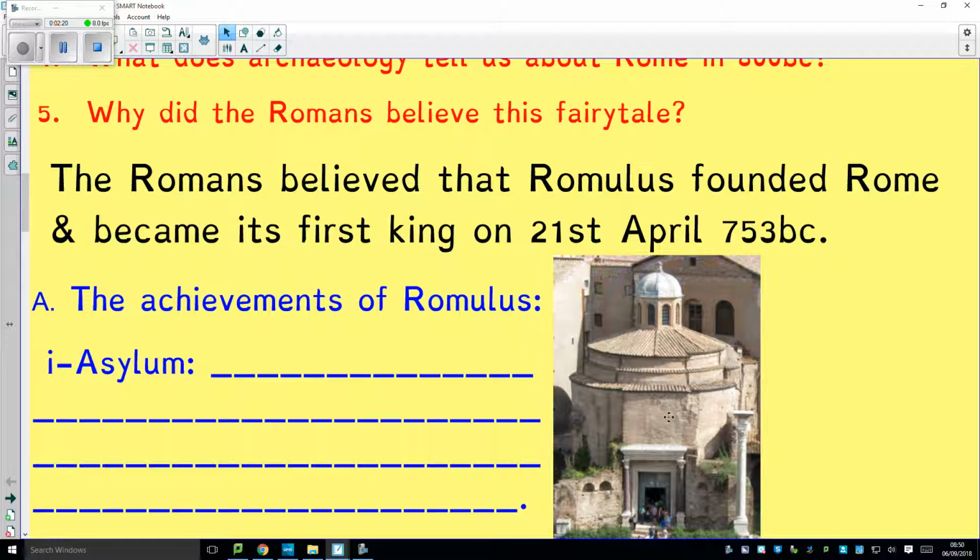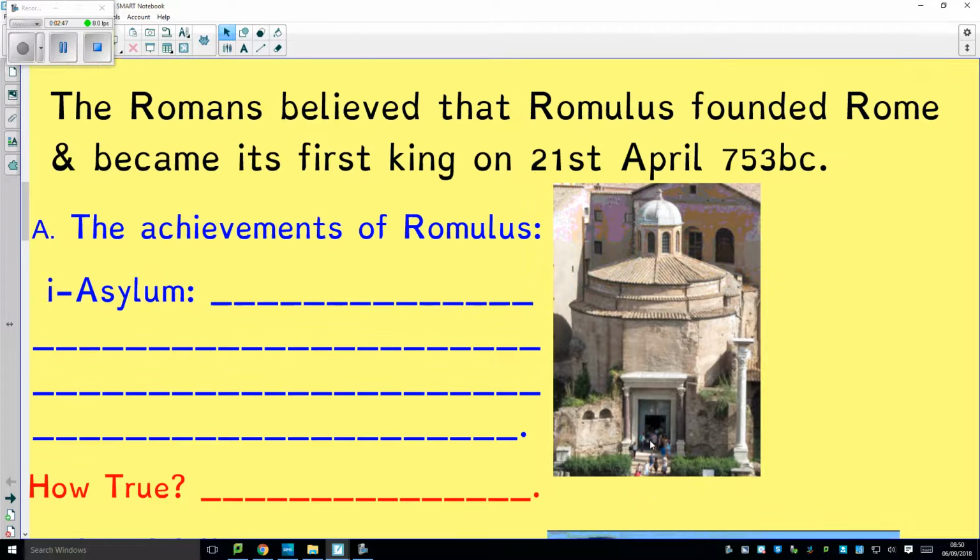There's a temple in the middle of Rome. This is built on the site of it, they say. Anybody who could reach that temple and enter it became Roman. If you're a criminal somewhere else, you got there, you're Roman. If you had to leave your country because of war, forced out, you're a refugee, you got there, you became Roman. You're a slave, you escaped your master, you got there, you became Roman.